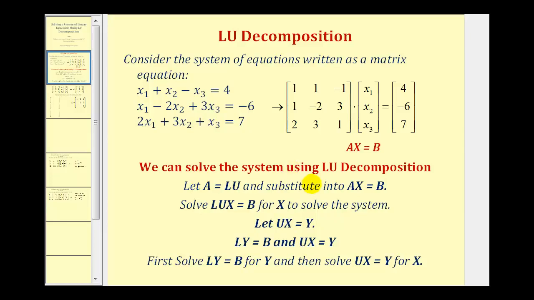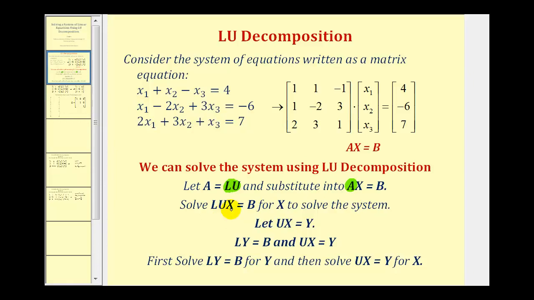Now we can solve this system using LU decomposition if we let the coefficient matrix, or matrix A, equal matrix L times matrix U, where L is a lower triangular matrix and U is an upper triangular matrix. Then we can perform a substitution in the equation AX equals B. So if we substitute LU for A, we would have the equation L times U times X equals B, which we can solve for X.